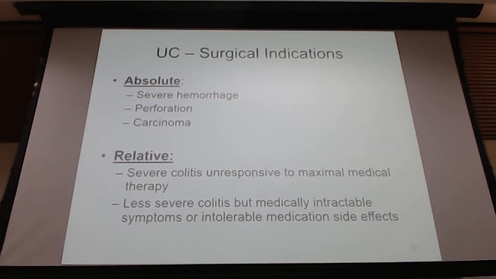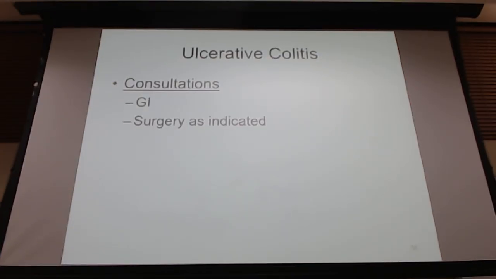Surgical indications, absolute: severe hemorrhage. Significant hemorrhage, we can only keep giving blood products, but ultimately that's going to need to be stopped some way. Perforation, and it can obviously progress to carcinoma. And then there are your relative indications. I don't get too fired up about those, but I would know what my absolutes are. And who are we going to consult? We need to be talking to GI, and then surgery.